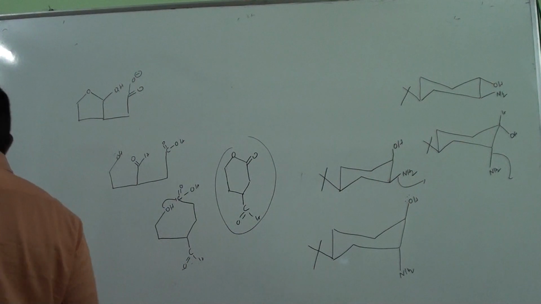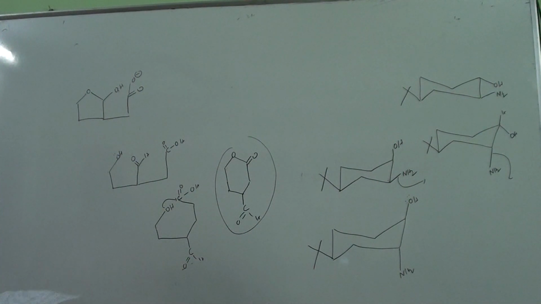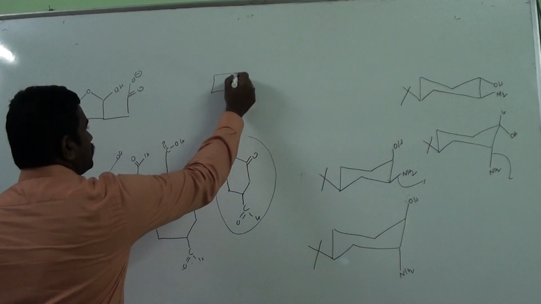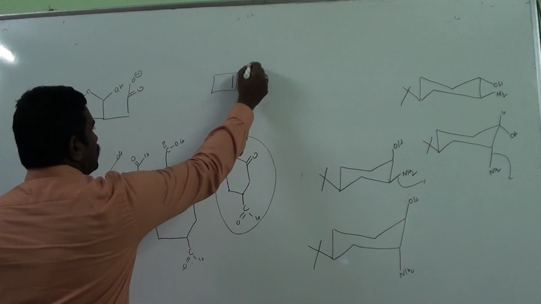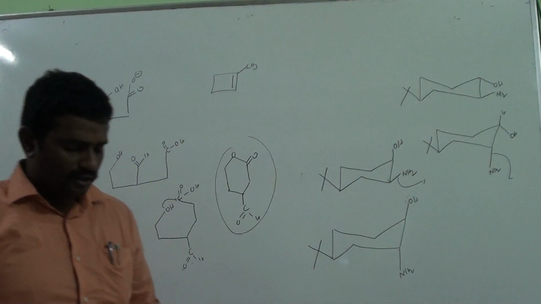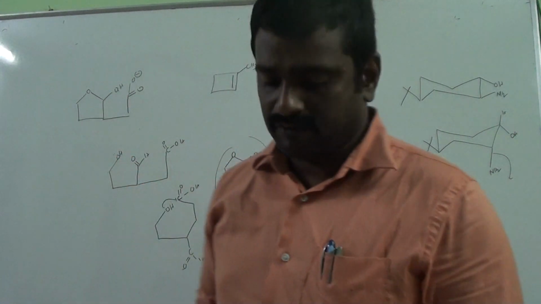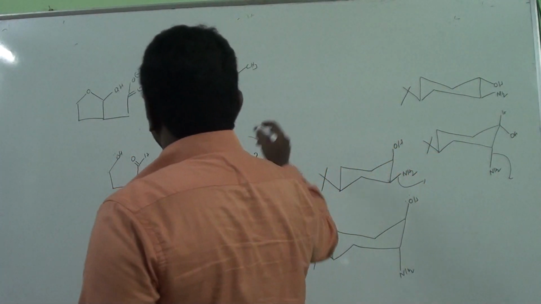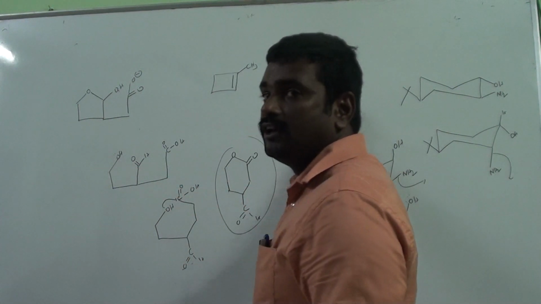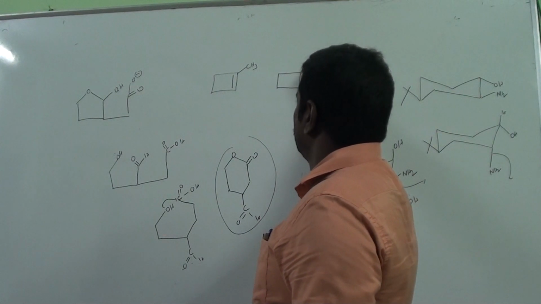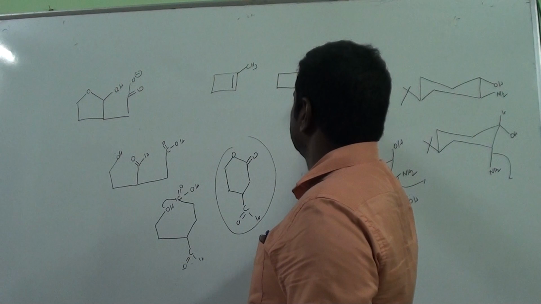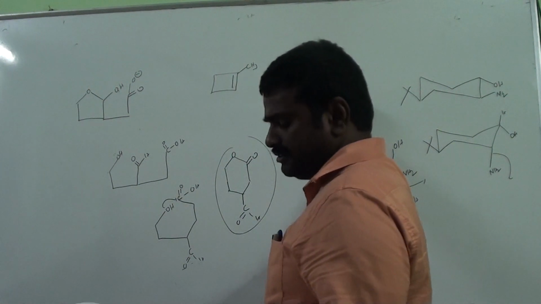Sixth one, 1-methyl cyclobutene. This is 1-methyl cyclobutene. There is no stereochemistry involved in that. BH3 THF, H2O2, OH minus. So it is what? Hydroboration. Hydroboration is syn addition. So CH3, H and OH should be syn to H.